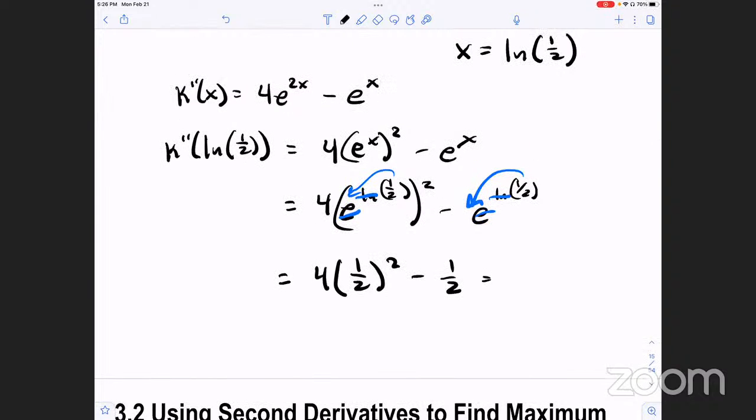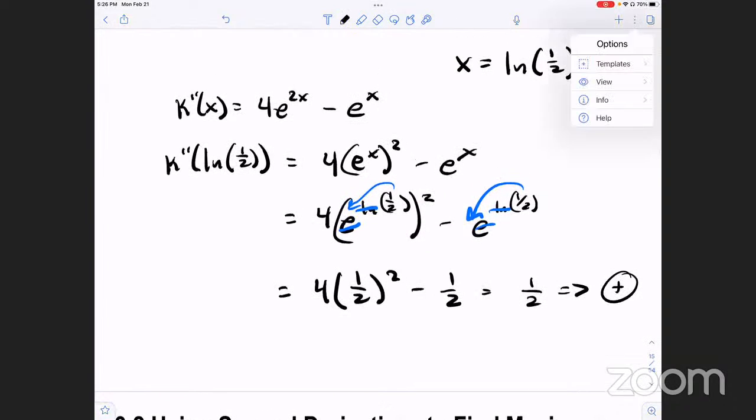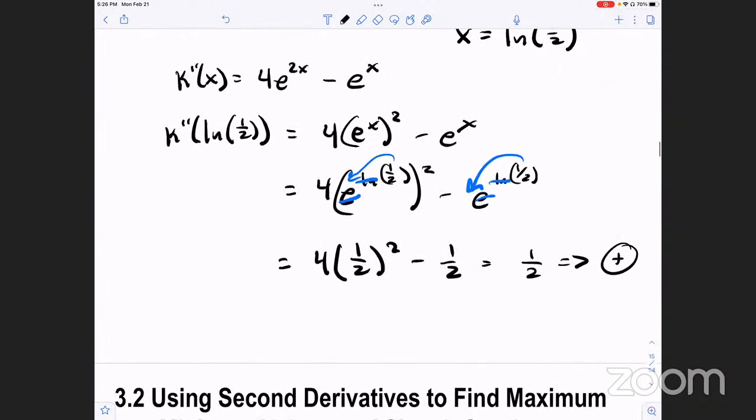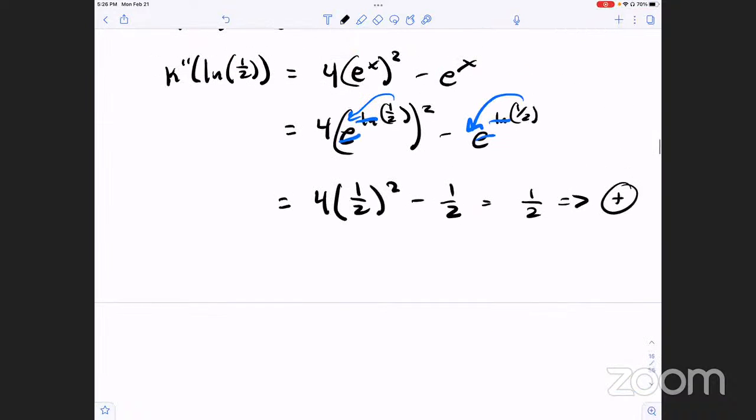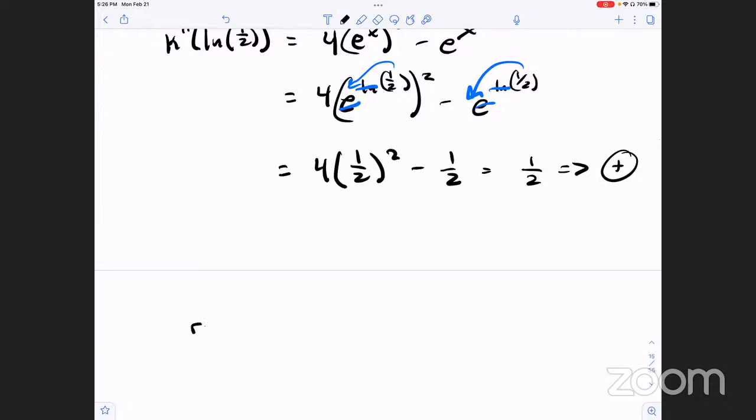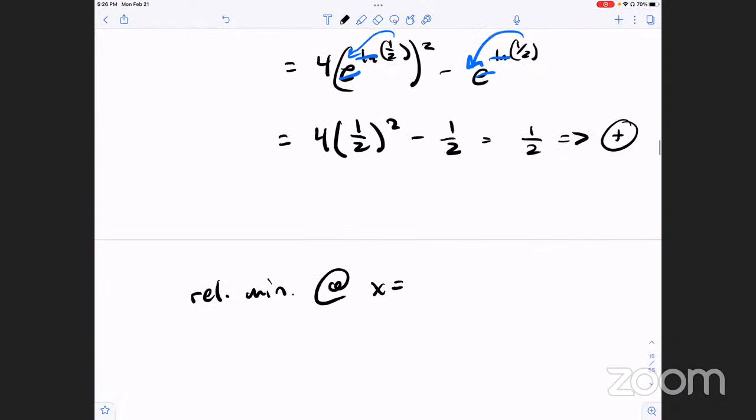And this is going to be what? A fourth, that's 1, minus 1/2, so this is positive 1/2. Again, this is positive. So because this critical value gives a positive second derivative, that means it should be concave up. That means we're considering that should be a relative minimum. Okay, trying to wrap up. So that should be a relative minimum. So we should have a relative minimum value at x equals, I think it was the natural log of a half, whatever that number is, right?